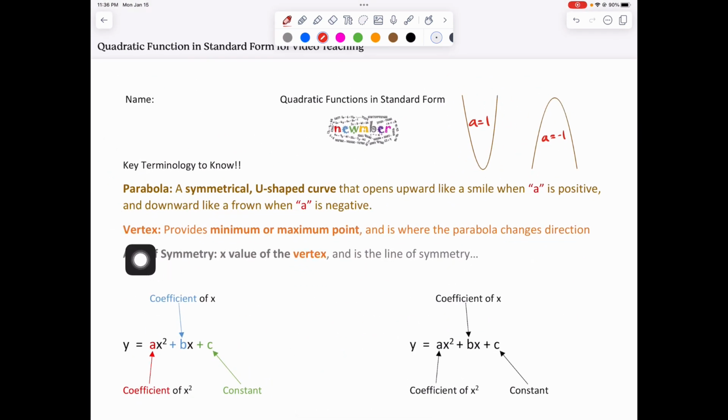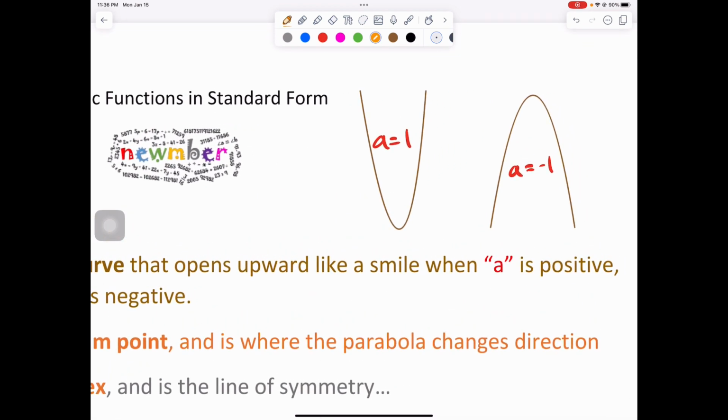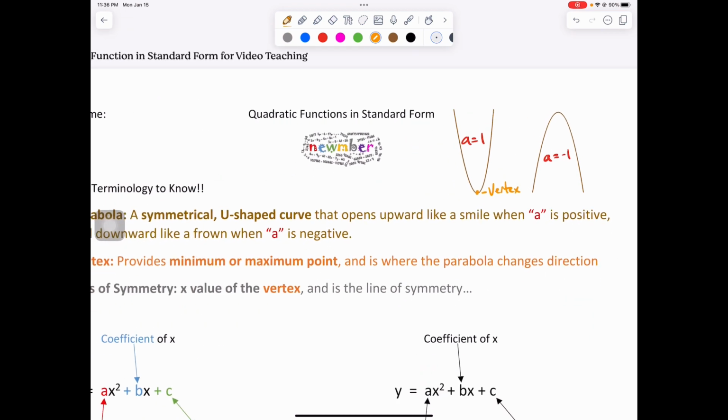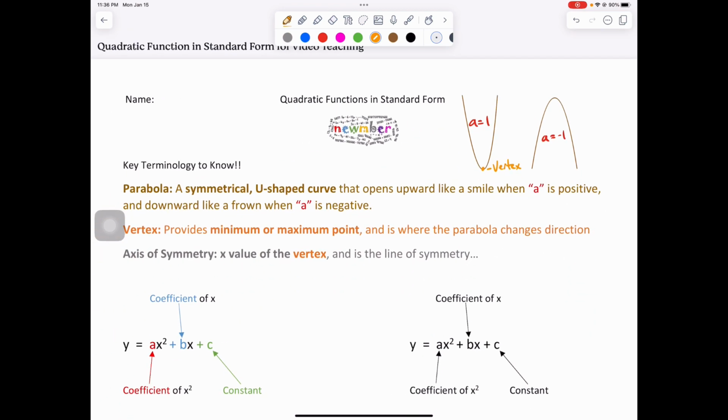All right, key term number 2 is the vertex. This provides our minimum or maximum point and is where the parabola changes direction. Okay, so when we have this A value and it's positive and we've done our smile over here, now all the way down in the valley, we will have our vertex. Now, this is also providing us our minimum point. I think that's pretty self-explanatory, so I will not put that in, but it also changes direction when it frowns as well, and A is equal to -1.